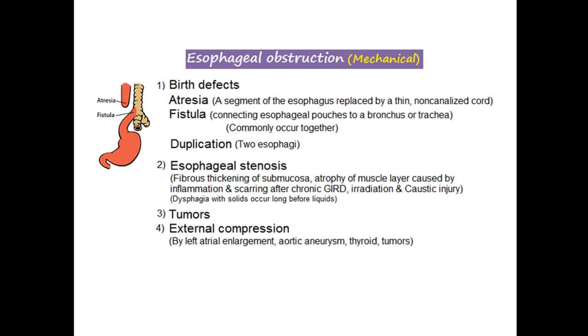Sometimes there are tumors outside the esophagus that compress it and make it narrow and difficult for food and liquids to pass through. In addition to tumors, there are some external compressions, for example, by left atrial enlargement of the heart and an aneurysm, or a pouch found in the aorta, which may compress the esophagus. Tumors that occur in the thyroid gland, which is very close to the esophagus, if large, or if there is thyroid enlargement, may also compress the esophagus.